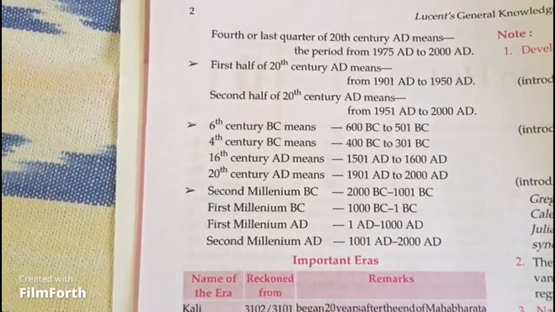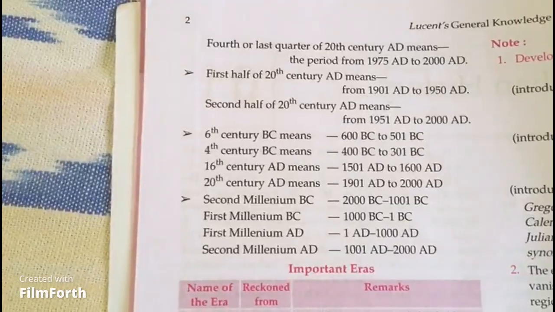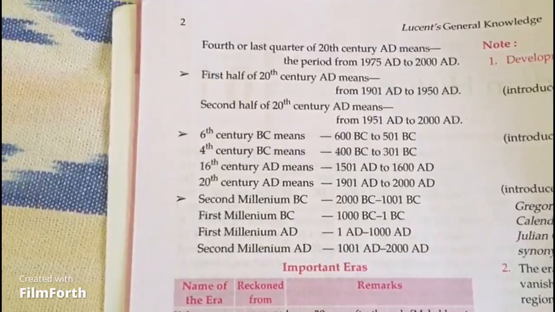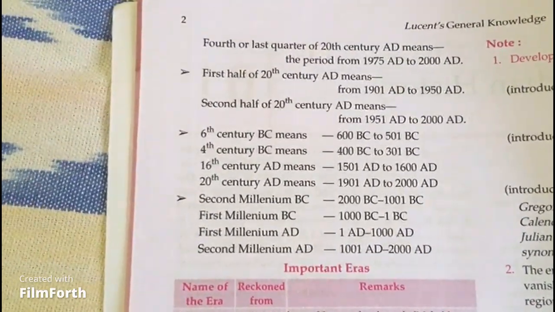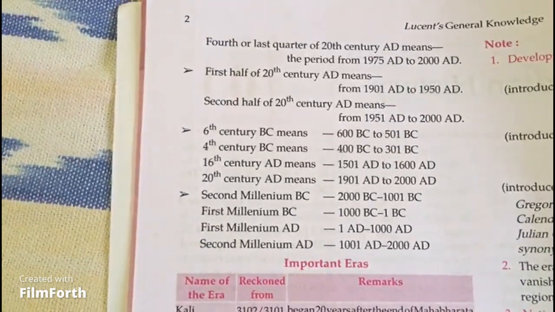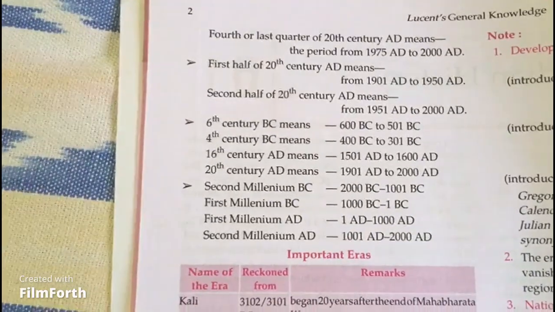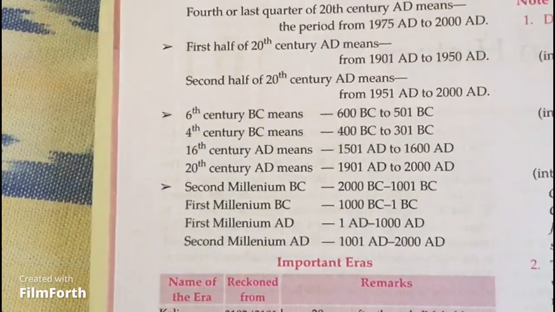Second millennium BC means 2000 BC to 1001 BC. First millennium BC means 1000 BC to 1 BC. First millennium AD means 1 AD to 1000 AD. Second millennium AD means 1001 AD to 2000 AD. Okay?